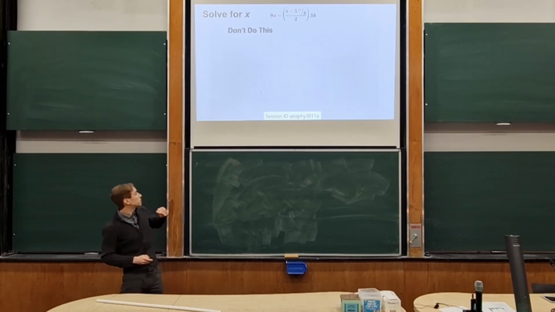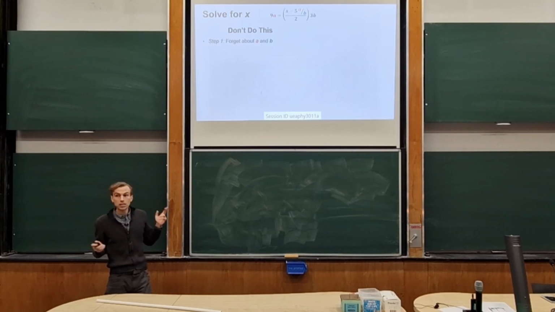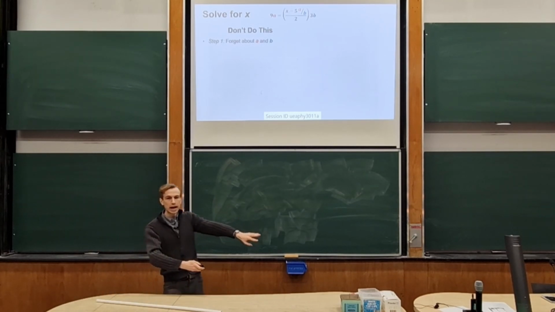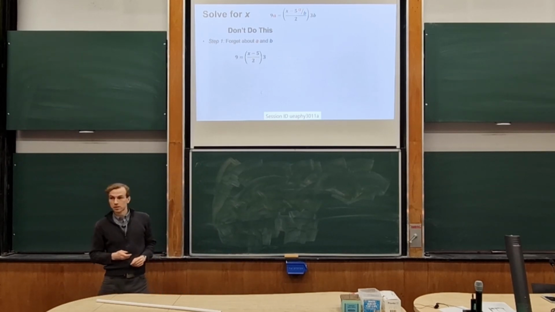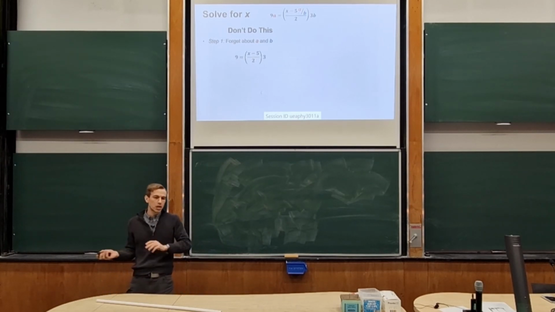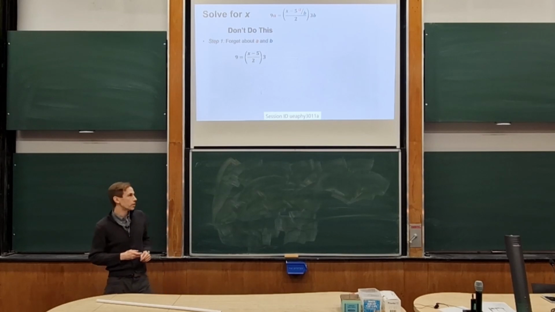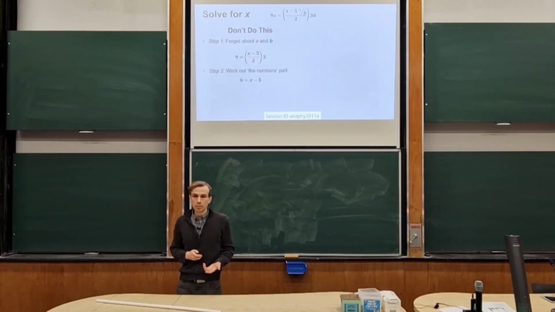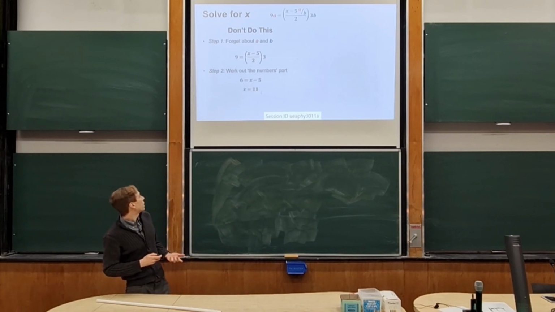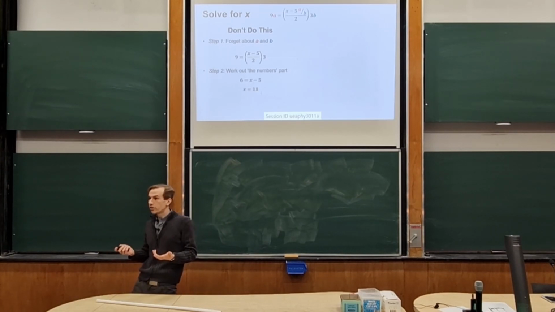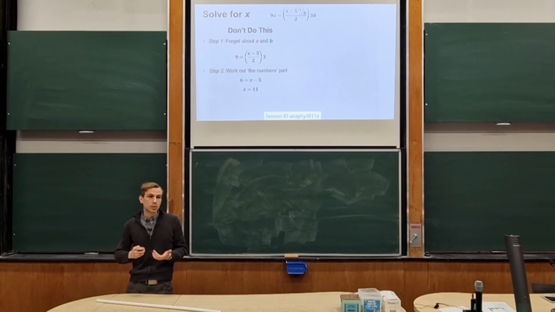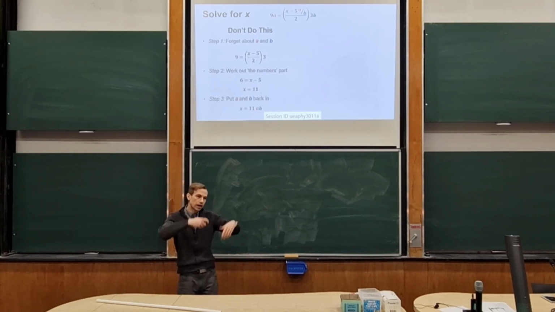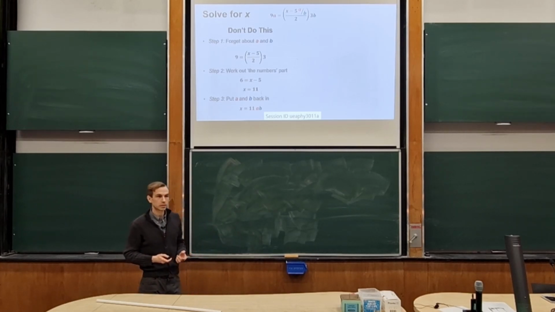Nobody does this. Step one, forget about A and B. All those A's and B's, just forget about them. Just think about X and the numbers. Those coefficients A and B, we're just not worried about them. Take them out of there. And then you work out the numbers part. What do we get here? And then we get X equals some value. And then the last step at the end, put A and B back in when we're finished. So we get X is 11, AB.